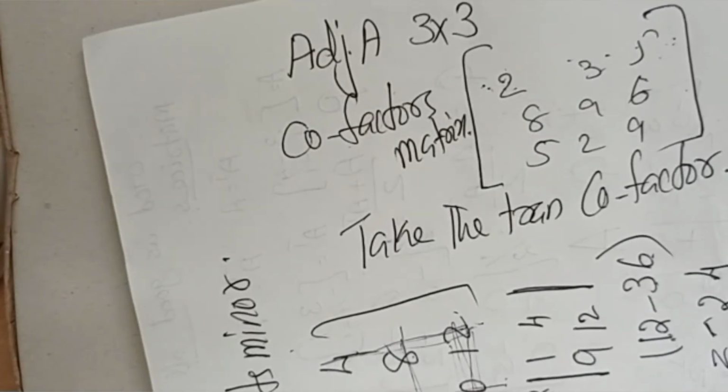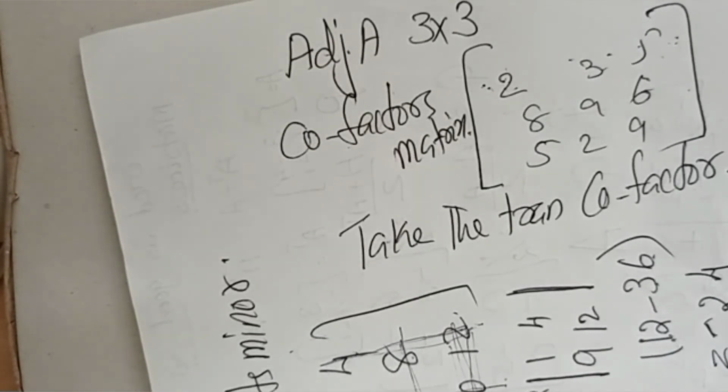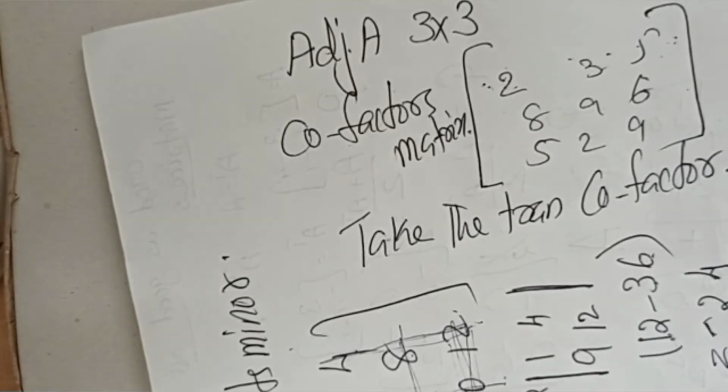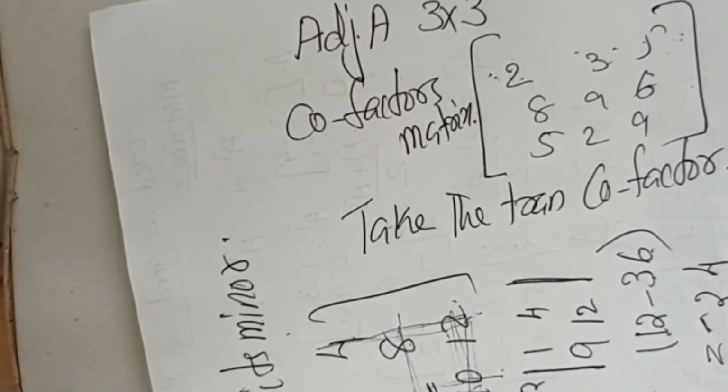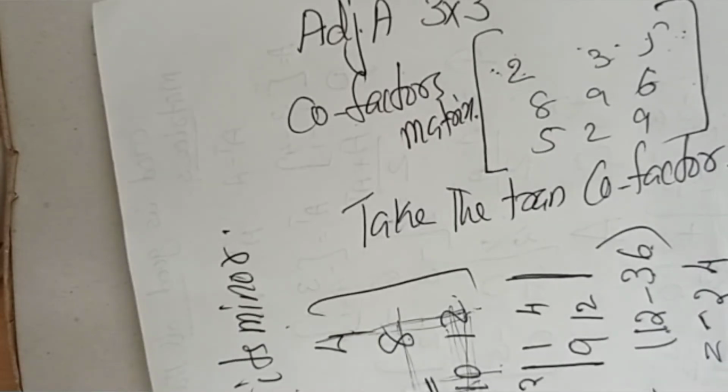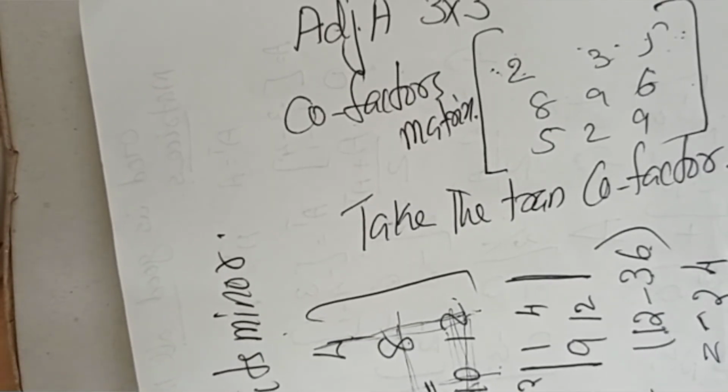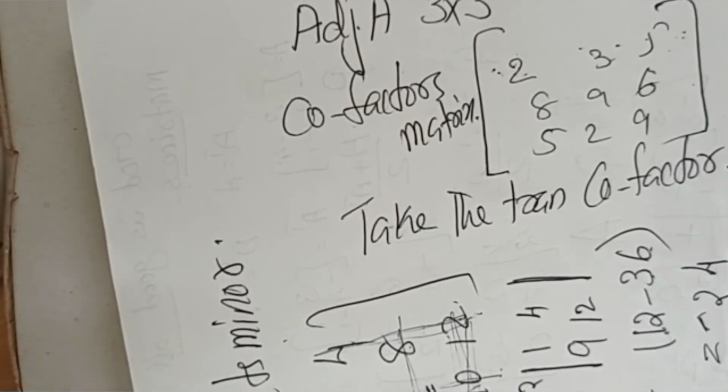Then how can you find the adjoint? Take the transpose of the cofactor matrix. You will get the adjoint of the matrix. Okay.